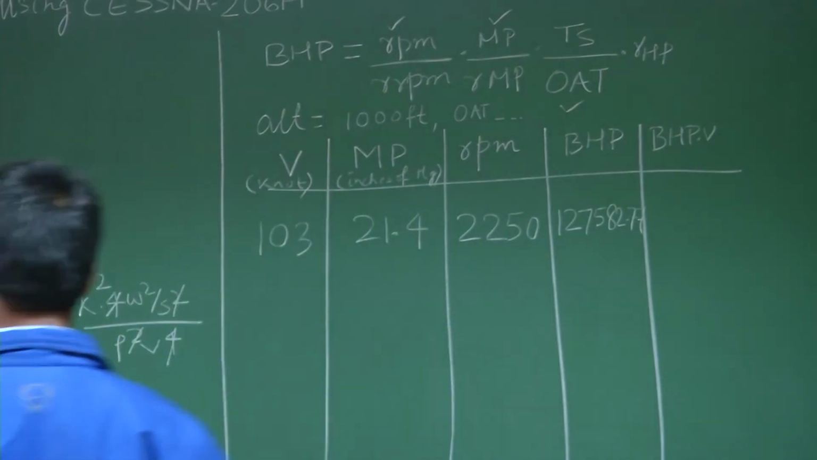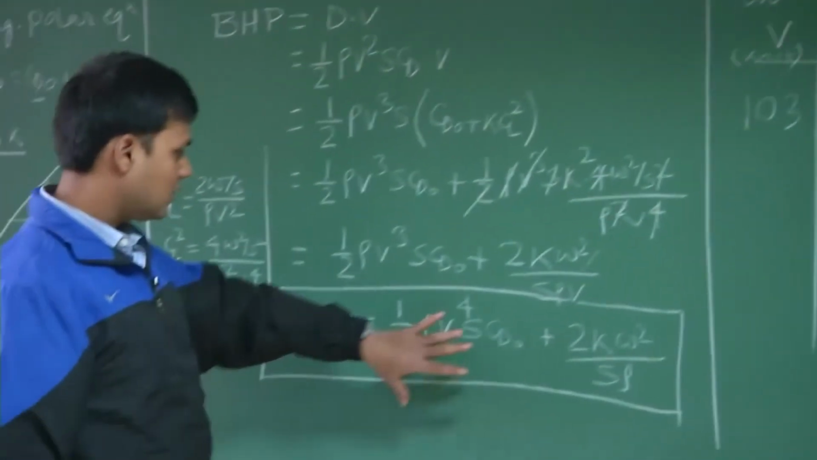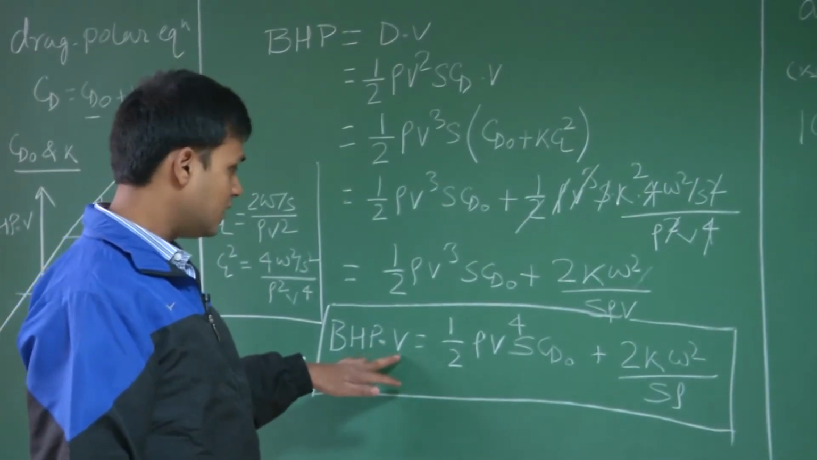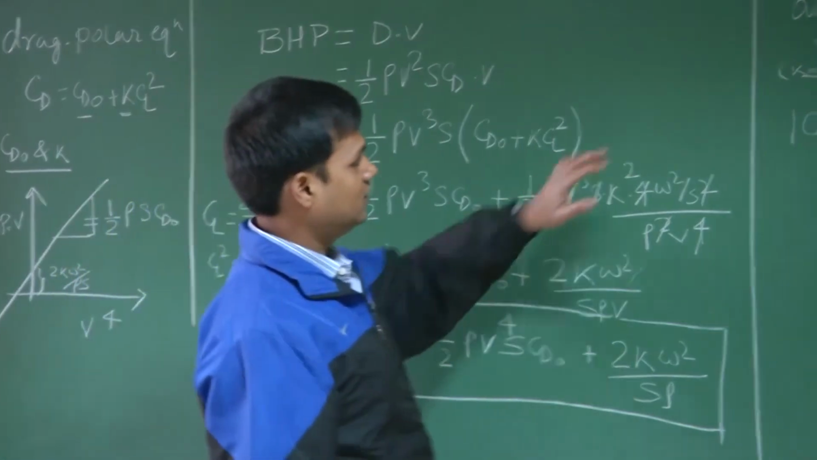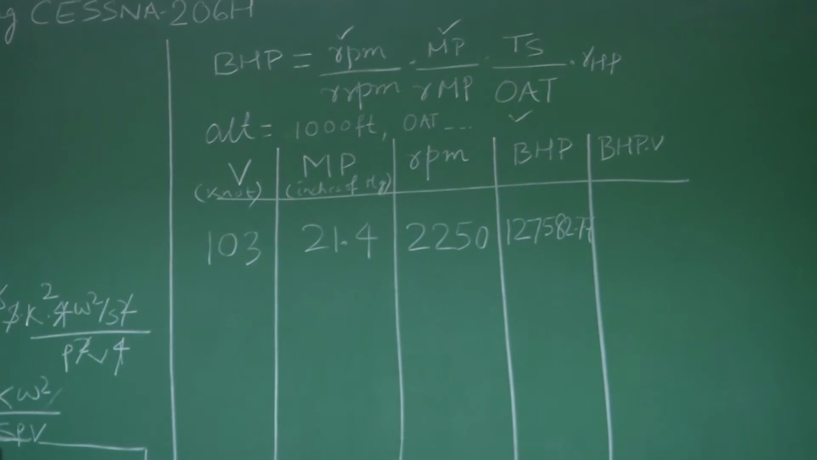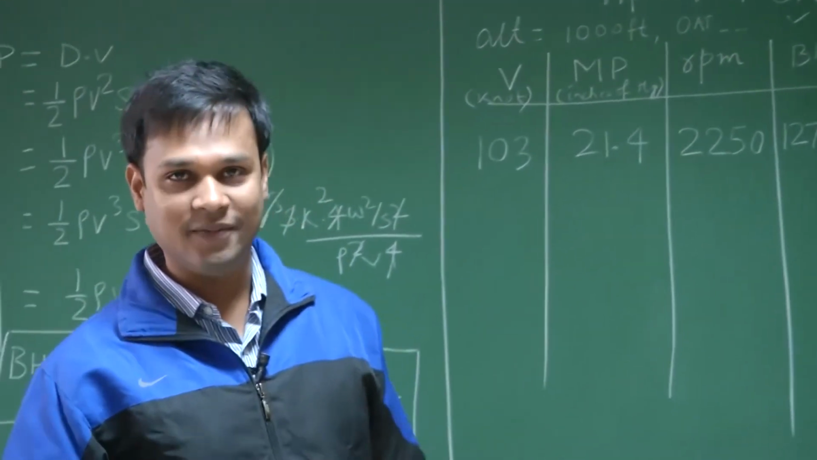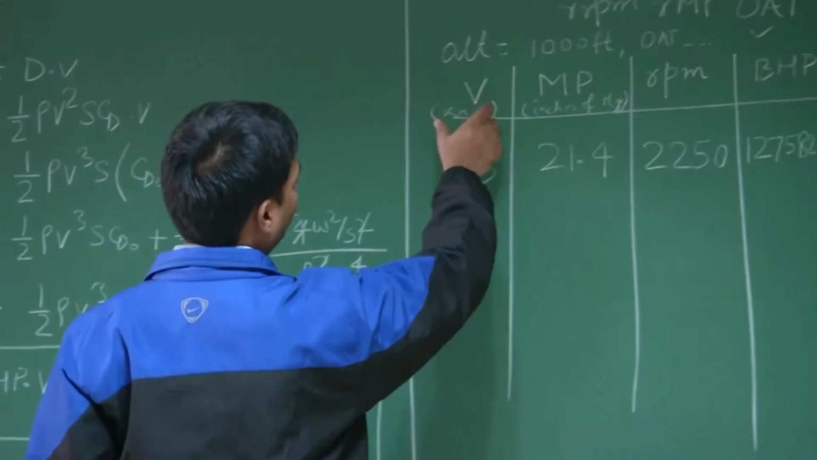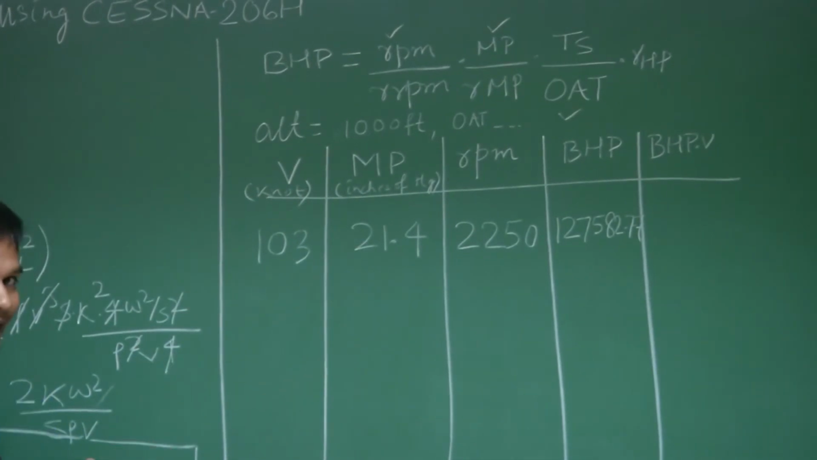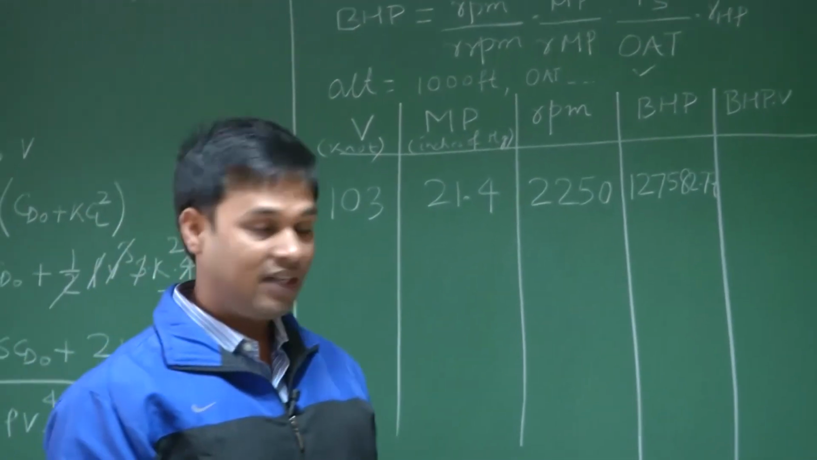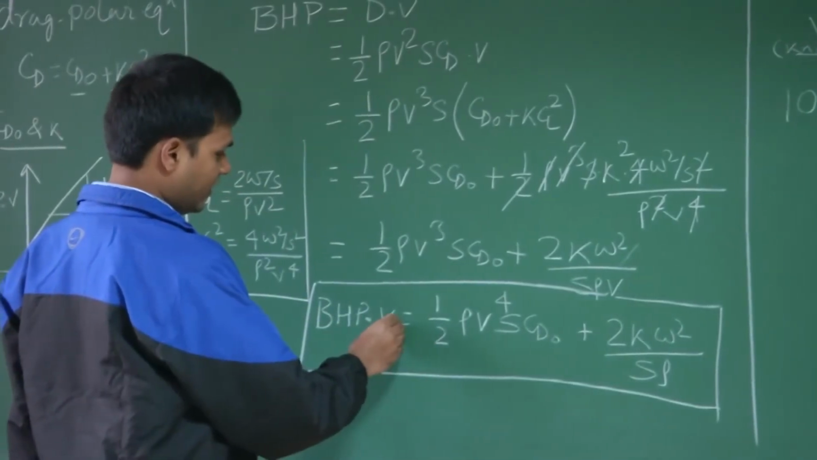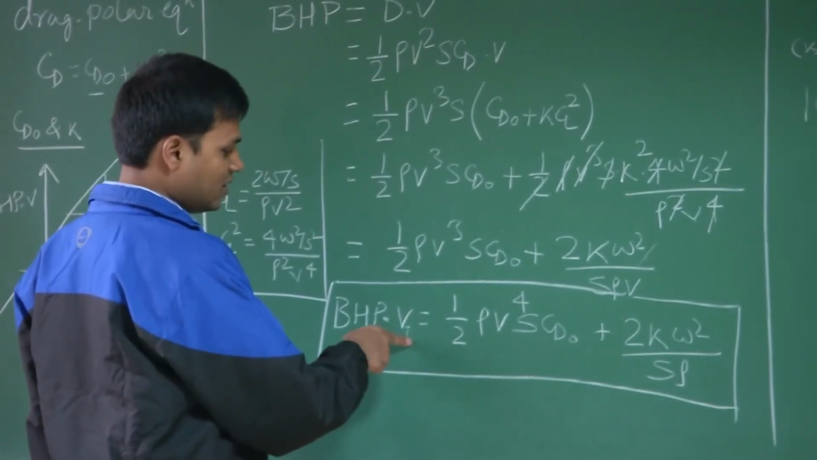The next column is BHP into V. If you see this equation here, I have written BHP into V equals this. So is the velocity used in this equation the same as what is read on the dial of the aircraft? No, it is not the same. Usually in the aircraft you see this velocity reading, which is called indicated airspeed. Indicated airspeed is not the true speed. In this equation it is true speed, so you can also write Vt. This V is nothing but true speed.